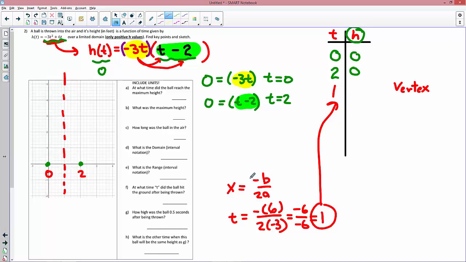Now I got to plug 1 in. So I'm going to use my h function. If that's the t value, what's the h value? Or if that's the x, what's the y value? So it's negative 3 times 1 squared plus 6 times 1. Always use parentheses, even in a simple one like this when you're substituting in. And you get 1 squared times negative 3, that's negative 3, plus 6 is 3. And that's my vertex, 1, 3.